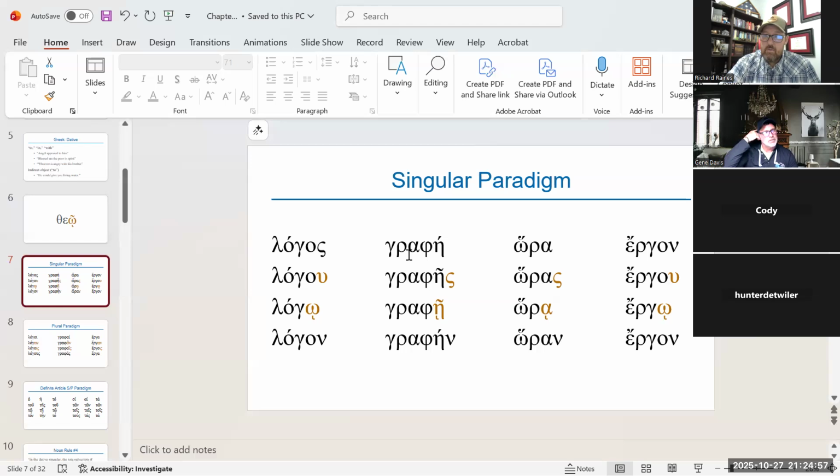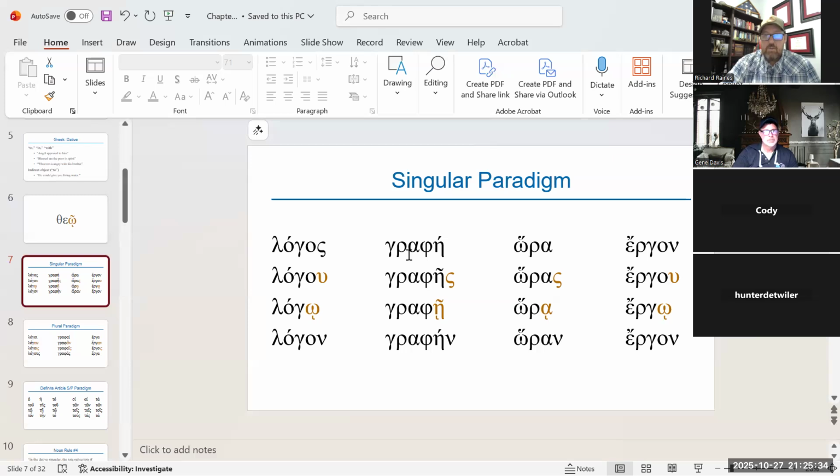So it's graphes? Possession. Right. Graphes is feminine, genitive, singular. And what is the translation of graphes in the genitive? Of writing. Because genitive is the possession. So just put the word "of" in front of it.